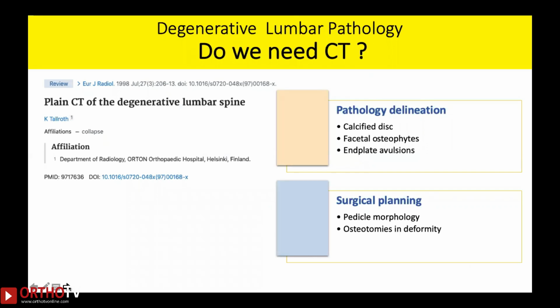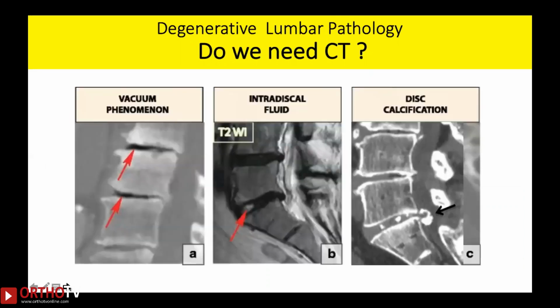The last part that we need to discuss is the need for CT scan. In today's day, when we get an X-ray and an MRI, we get most of the information that we need to plan our treatment. But CT scan does have a role. For example, for delineating the pathology, like the presence of a calcified disc or an end plate eversion, or in certain cases when you're planning a surgery, we need to understand the pedicle morphology or osteotomies, we need the CT scan. For example, in this case, we can see that there is a calcified disc.